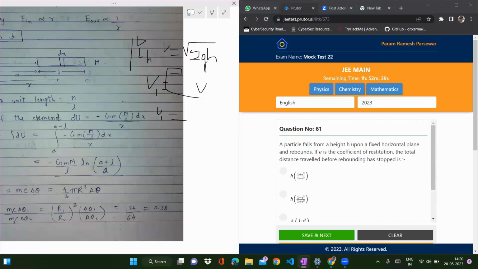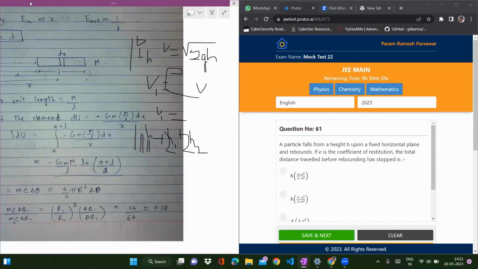So we will see that it will first fall from height h, then it will rebound and go till some height h1 with this v1 velocity, then again fall back from h1, then again rebound with some velocity v2. It will go up some height h2, then come down. In this way, we need the sum of h plus 2 times h1 plus 2 times h2.